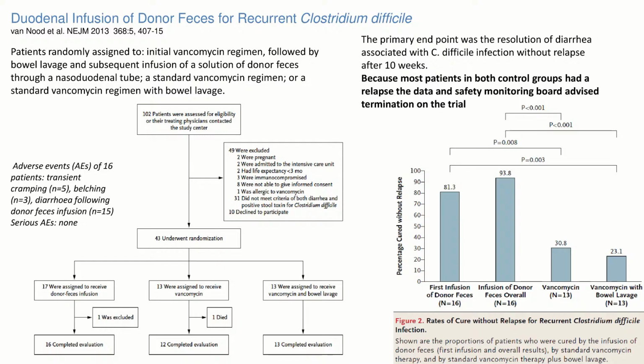And 81% achieved that who had the FMT. Some patients who didn't improve after the first FMT were allowed to have a second FMT, and when they were included in the analysis, the percentage that were cured without relapse increased to almost 94%. Compare that with the group that just got vancomycin, which was just 31%, and the group that got vancomycin with the bowel lavage, which was 23%. There's a very clear difference in those groups, very obvious.